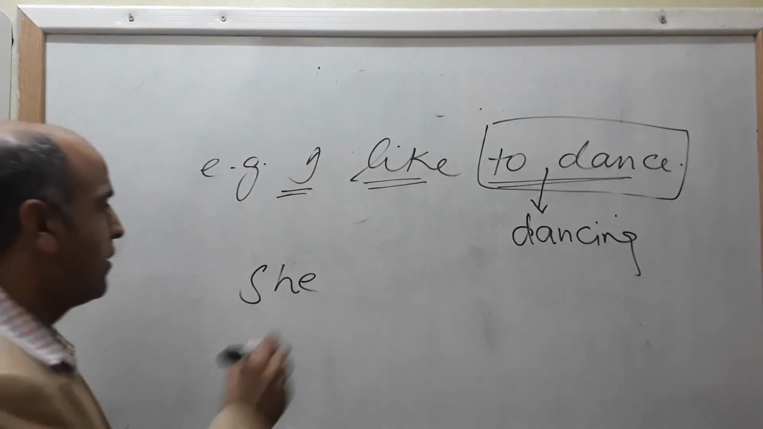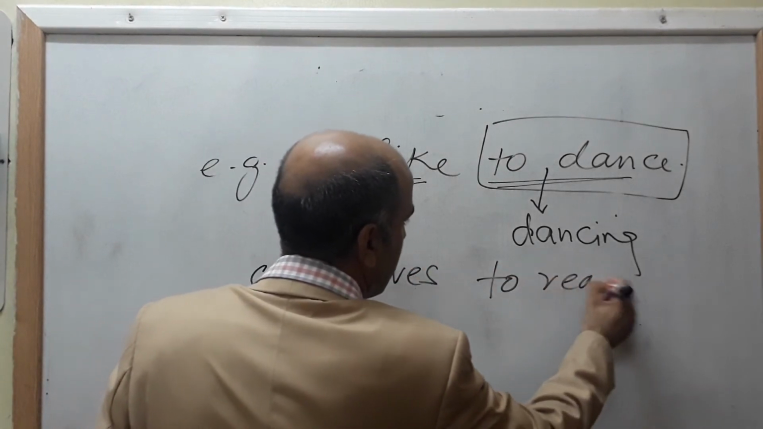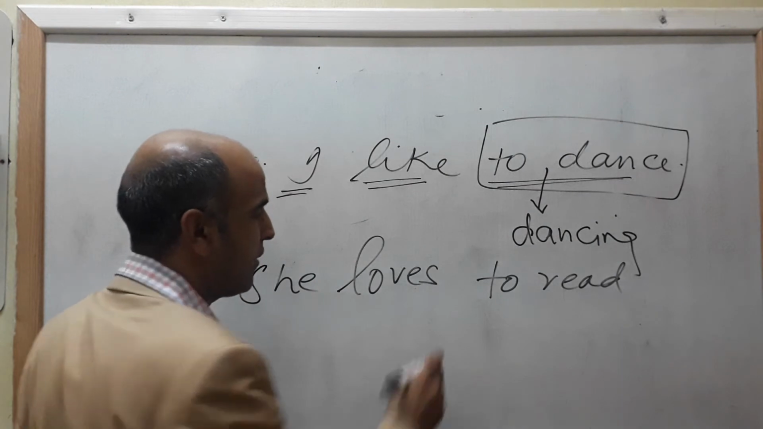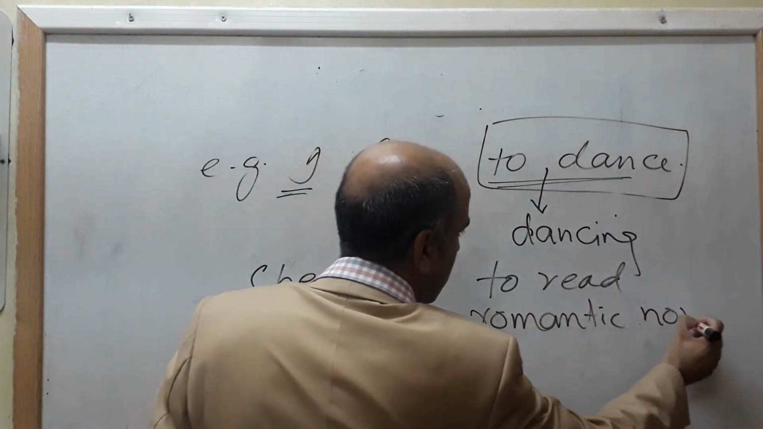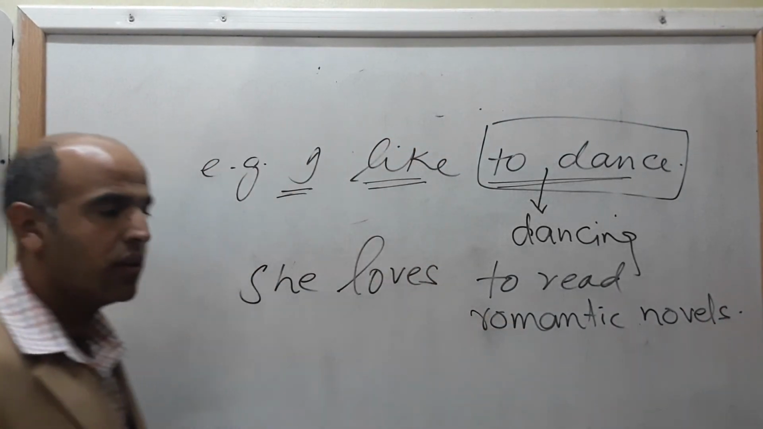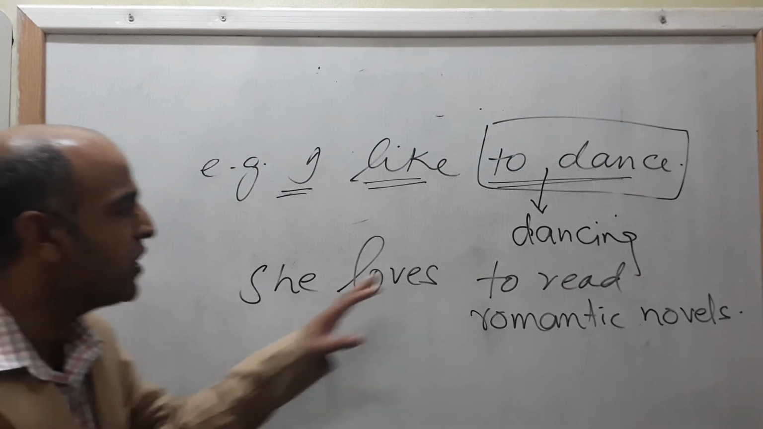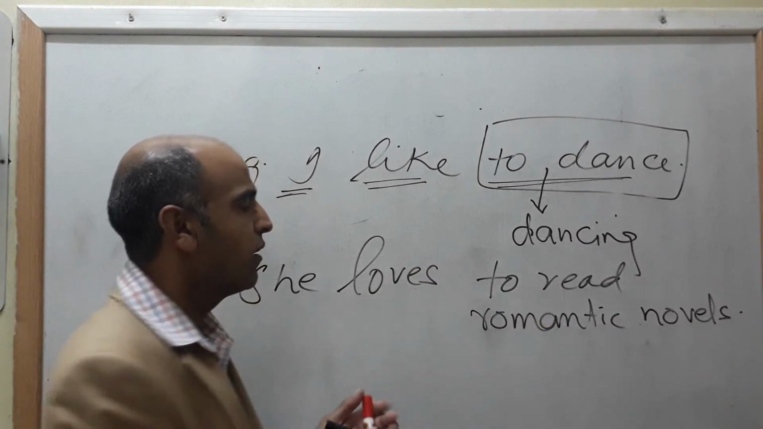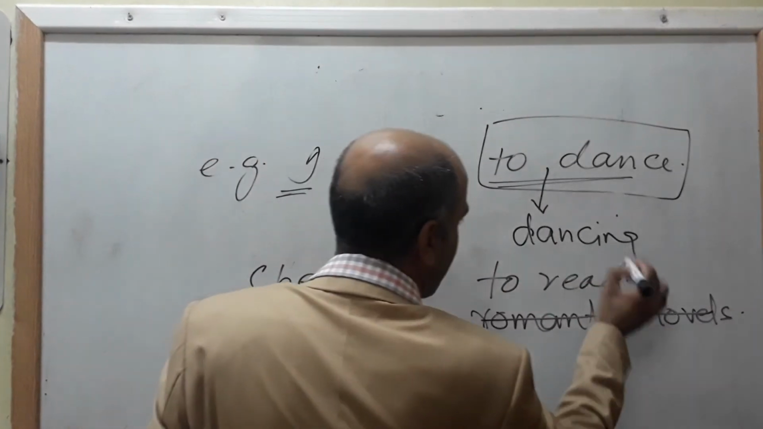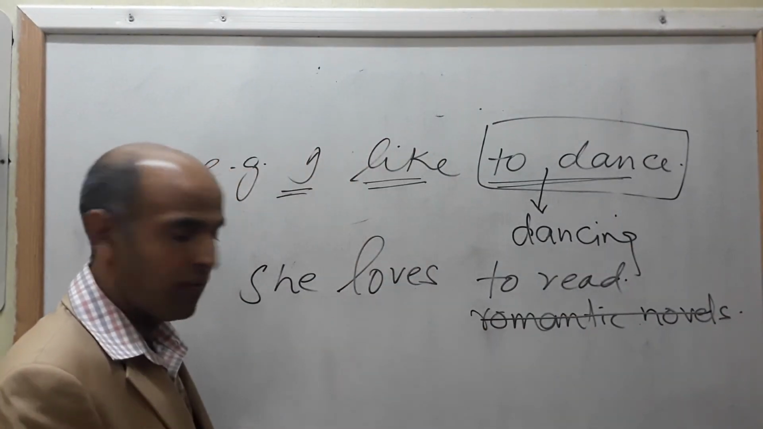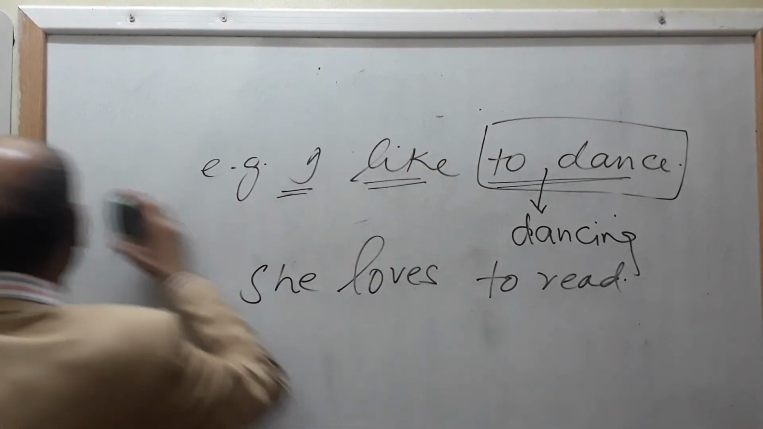Clear? Again. She loves to read romantic novels. Now look, she loves, what does she love? To read. Clear? If I remove this part of the sentence, what does she love? Okay, she loves to read. Clear? No need to write romantic novels.